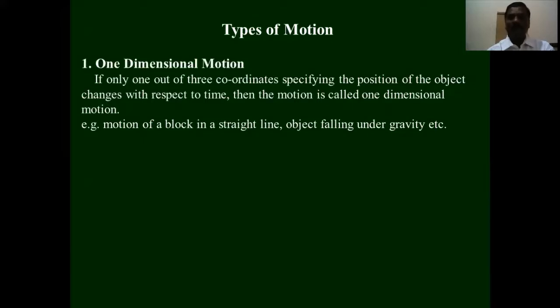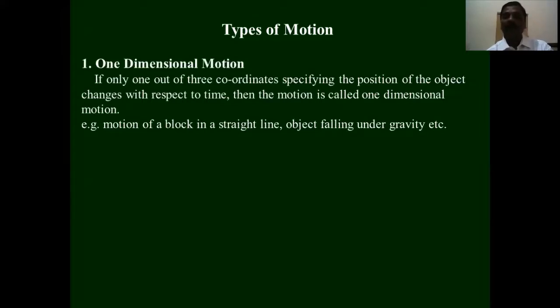So only the x-axis we are considering. So you will find the vehicle which is moving along the road, or the motion of a block in a straight line. This is considered along the x-axis.